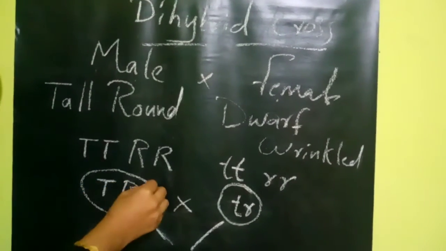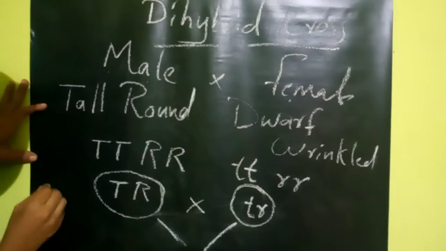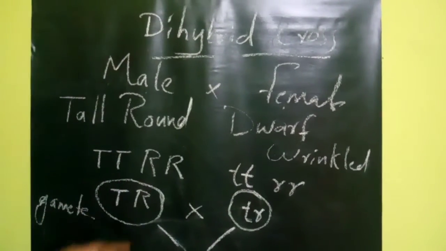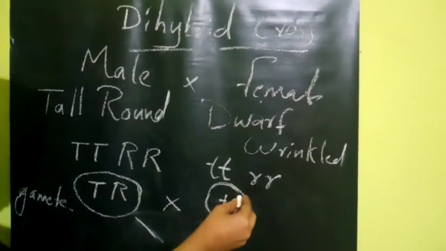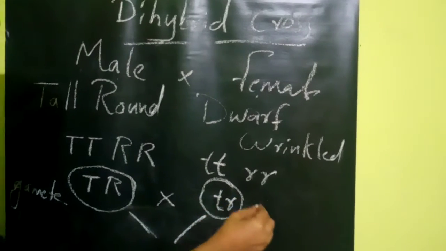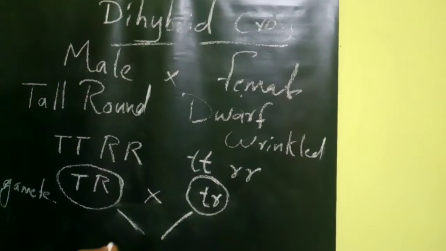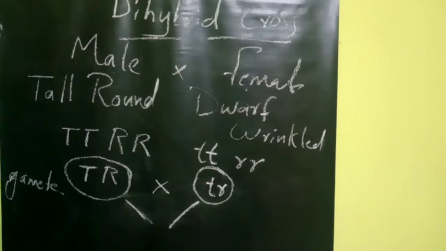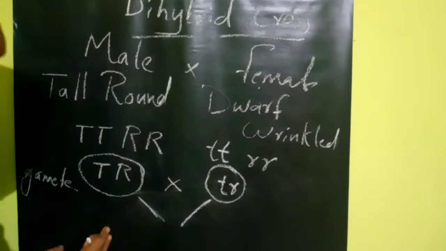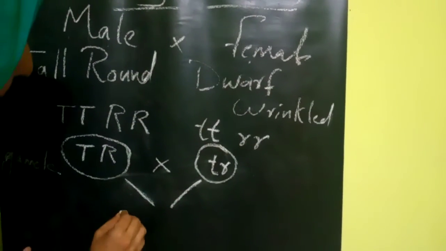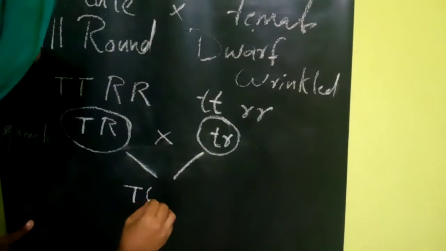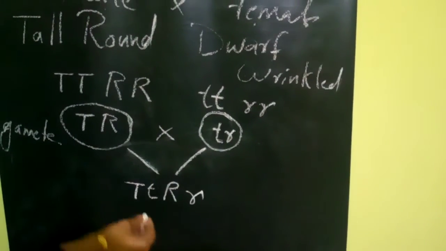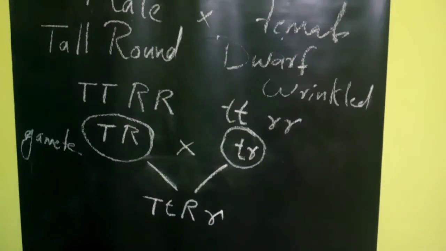So what is the gamete? Capital T, capital R. That is the male gamete. Then small t, small r. This is the female gamete. Then the production of the first generation by crossing these two gametes, male and female. So he got plants with the genotype capital T, small t, capital R, small r.